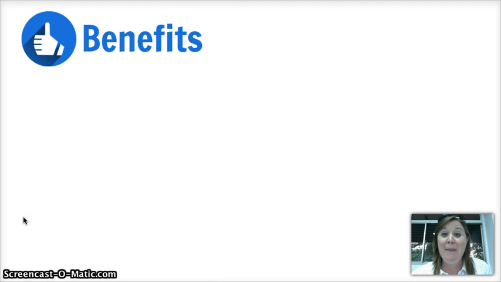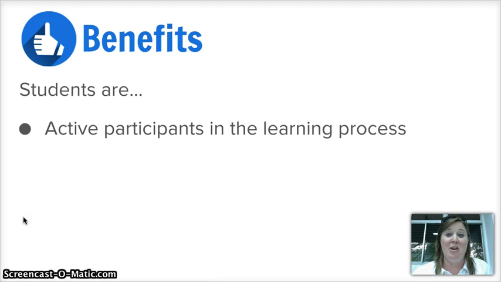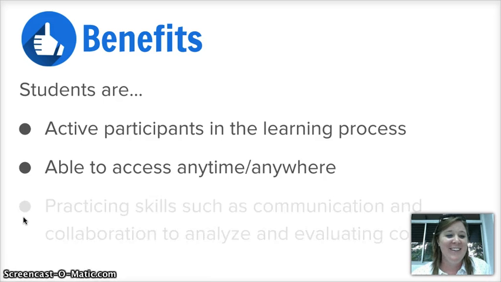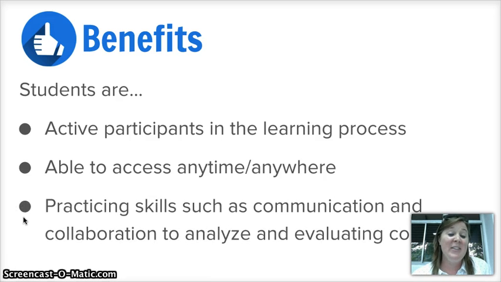All right, a few quick benefits of a wiki. One, the students are actively learning when they're using a wiki. They're not just passively receiving information, but they're contributing and creating on the wiki. Students can access the wiki anytime, anywhere, as long as they have internet. And then the students are practicing these really important skills. They're communicating, they're collaborating, and they're analyzing and evaluating the information for your course. These are the kind of things that we want students to do, these higher order thinking skills.